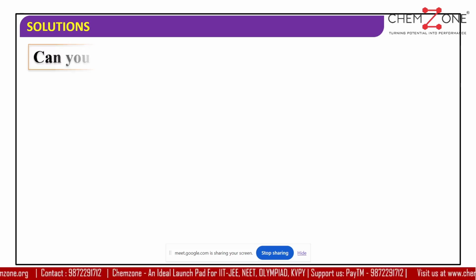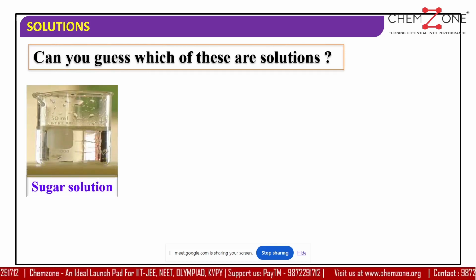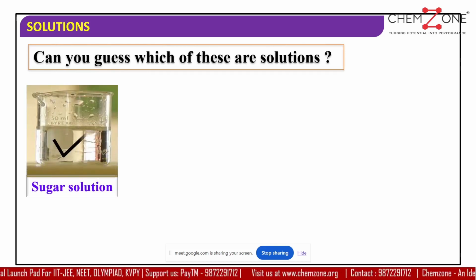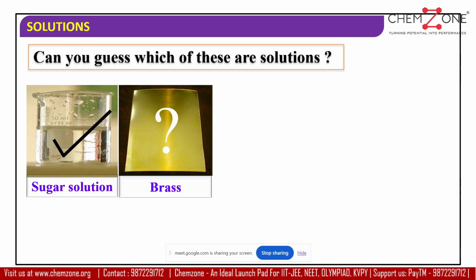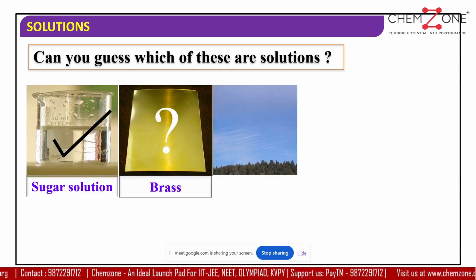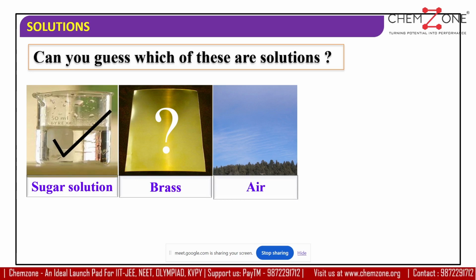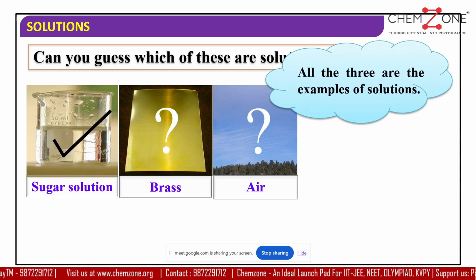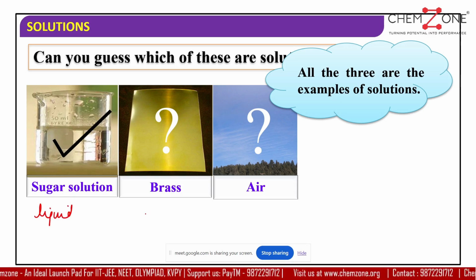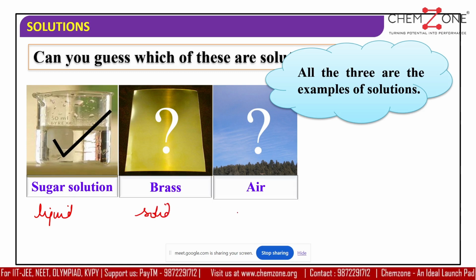Now, sugar solution, it's a solution, right? Of what? Sugar plus water. Sugar and water. This is a brass. Brass is an alloy of what? Mixture of what? Zinc and copper, I guess. Zinc and copper. Air, I have told you, right? Air is a mixture. 78% nitrogen and 21% oxygen. Different components are there. So all these are basically examples of solutions. So I say this is a liquid solution. This is a solid solution, and this is a gaseous solution.